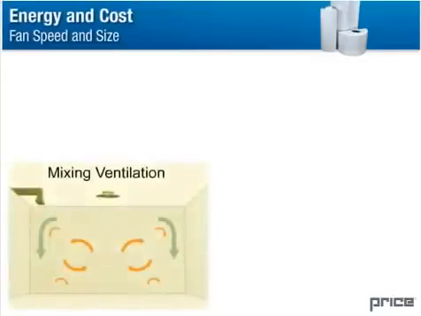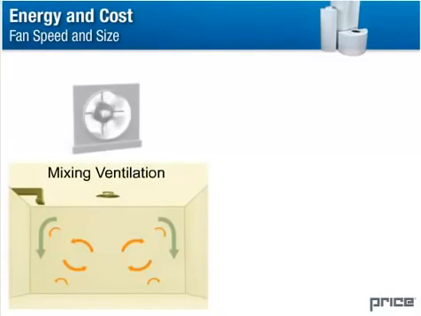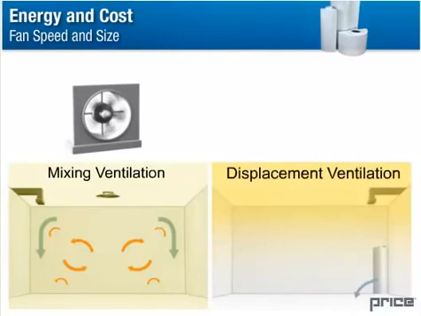In a mixing system, air is introduced into a space at cool temperatures and high velocities. The room air is then mixed equally throughout the entire space. For buildings with high ceilings such as factories or gymnasiums, the energy needed to adequately cool a space is extensive. On the other hand, displacement ventilation only delivers fresh air to the lower areas of the room where it's needed.